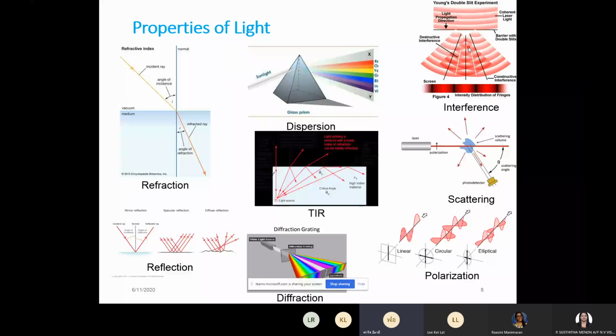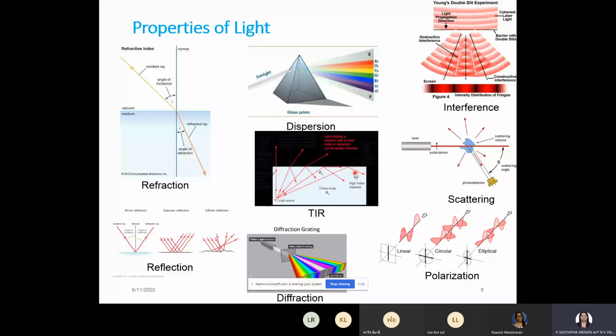Can refraction and reflection occur at the same time? Yes, of course, it can occur at the same time. It's just a question of what percentage is refraction and what percentage is reflection, based on the material. Certain materials allow full reflection, no refraction at all. That's how you get total internal reflection.